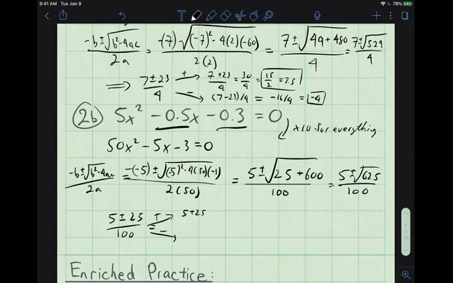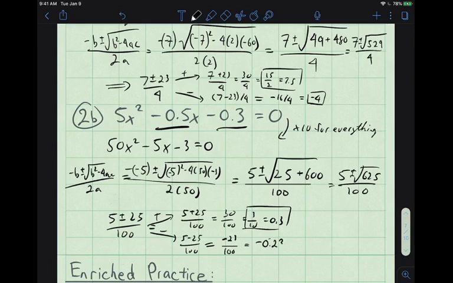5 plus 25 all over 100. 5 minus 25 all over 100. 30 over 100, 3 over 10, 0.3. Here we have negative 20 over 100, which gives us negative 0.2. We can always turn it back into a decimal that way.